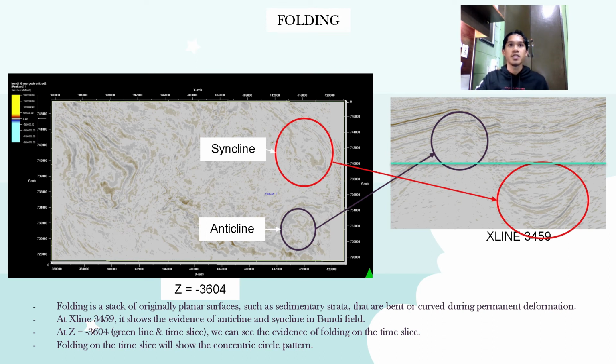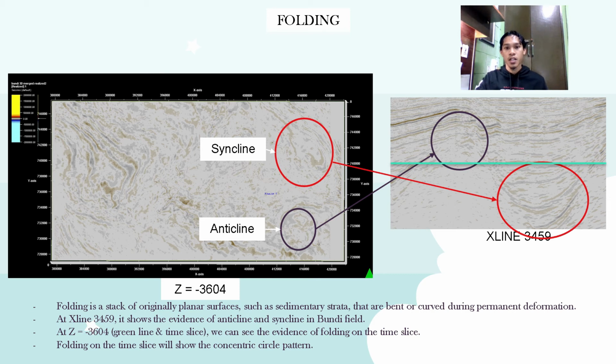Next, the structure is the folding. A fold is a type of originally planar surface, such as sedimentary strata, that is bent or curved during permanent deformation. An anticline is a type of fold that has an arc-like shape and has the oldest beds at its core. Then the syncline is the inverse of the anticline. At crossline 3455, it shows the evidence of the anticline and syncline in the Bundi Field. And at the time slice z equal to negative 3604, we can see the shape of the syncline and anticline.